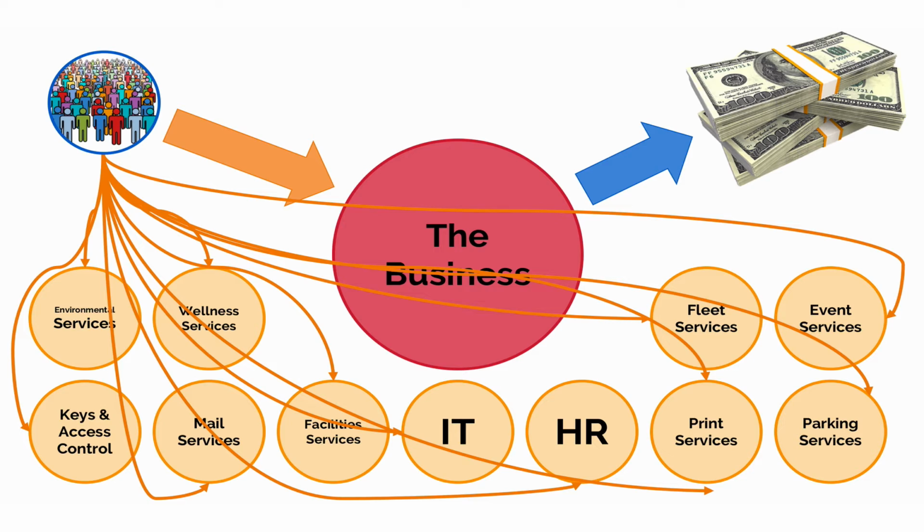Oftentimes, a user needs to know about each individual service provider, needs to understand what particular services each service provider provides, and then form a unique relationship with each service provider. You can see how this can quickly get unwieldy and difficult to manage, and it doesn't provide the best experience for the users. What's the solution?